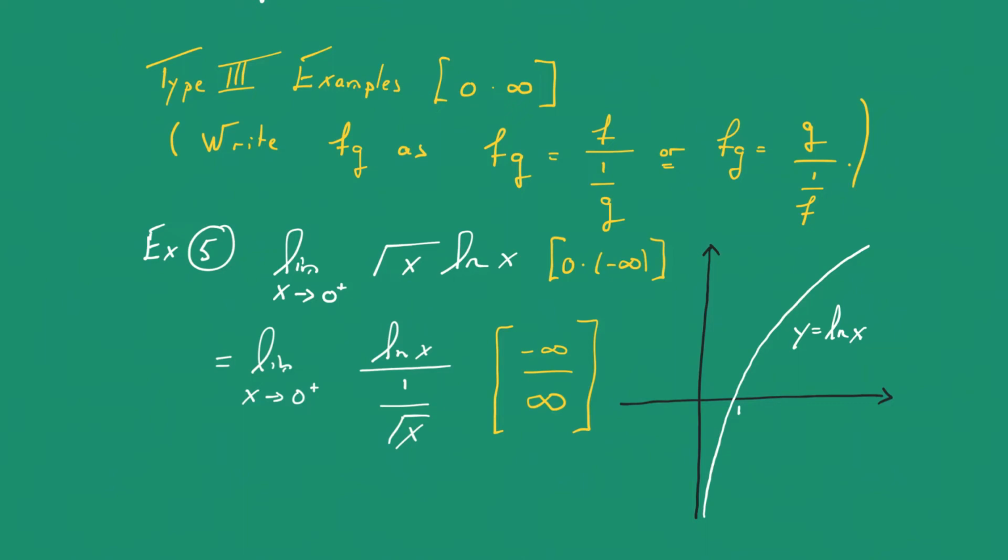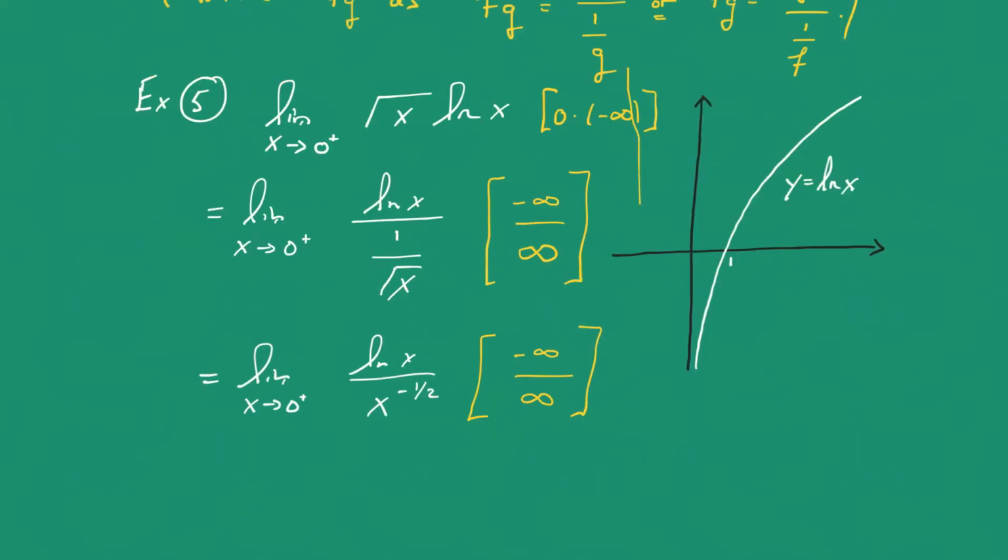Now, because I'm going to want to differentiate this denominator here, this 1 over root x, let's just rewrite this as x to the minus 1/2. So here we are, we've rewritten this. It's still the same function, so it's still of type minus infinity over infinity. So we can apply L'Hopital's rule. And how do we do that?